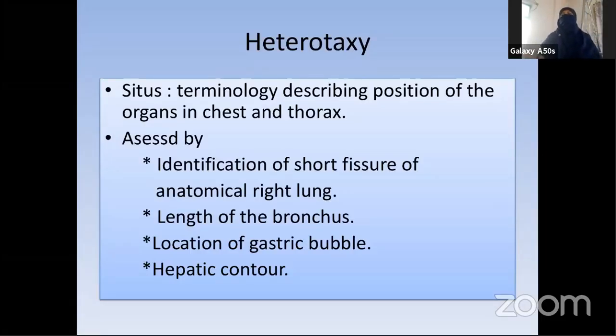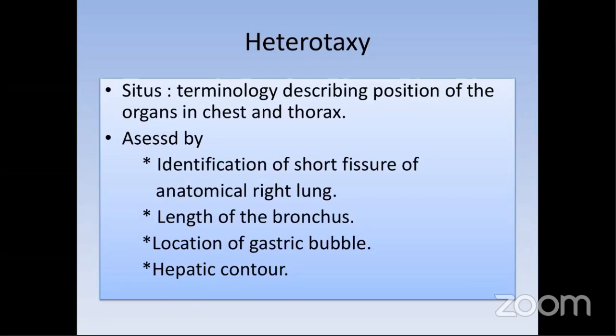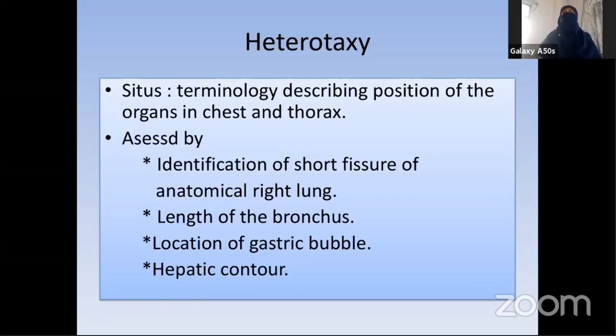Bismillahirrahmanirrahim. Our today's topic is heterotaxy. It is related to situs, a terminology describing the position of the organs in the chest, thorax, and also abdomen. It is assessed by the identification of the short fissure of the anatomical right lung. We know the short fissure divides the upper and middle lobes of the right lung and is not present in the left lung. So identification of the short fissure is very important to declare the right or left lung.